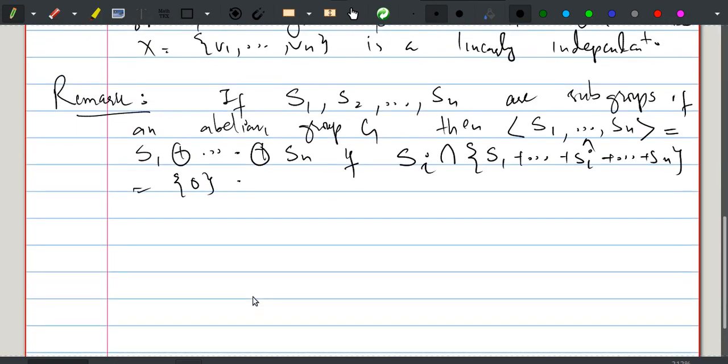Here the converse is not true, that is, if S1, S2, Sn are subgroups of an abelian group G such that the intersection of each Si with the sum of the remaining Si's is the singleton set 0, then this subgroup need not be equal to the direct sum of these Si's. Let us consider an example to support this argument.